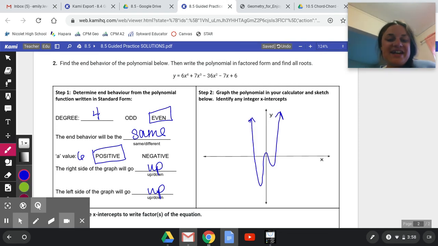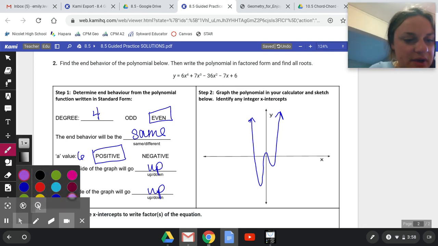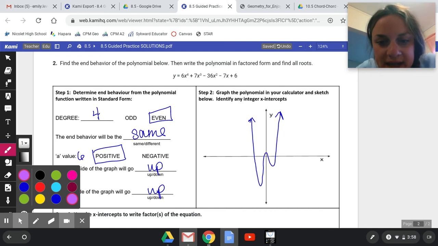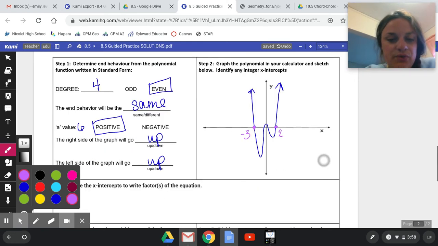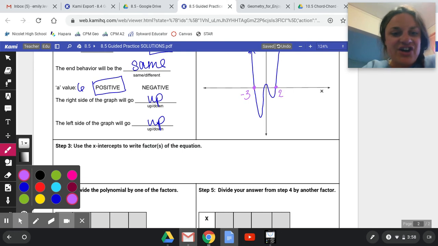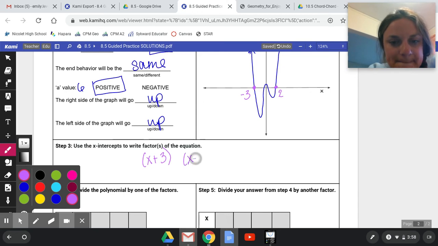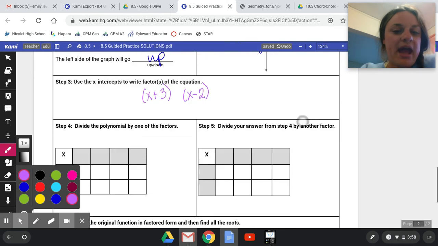Once again, you see my sketch. It's not perfect, as you guys know, but it's okay. I can figure it out. Now I'm going to mark where my integer x-intercepts are. That's at -3 and at +2, which gives me the factors of x plus 3 and x minus 2. Once again, I'm just taking the opposite, okay?